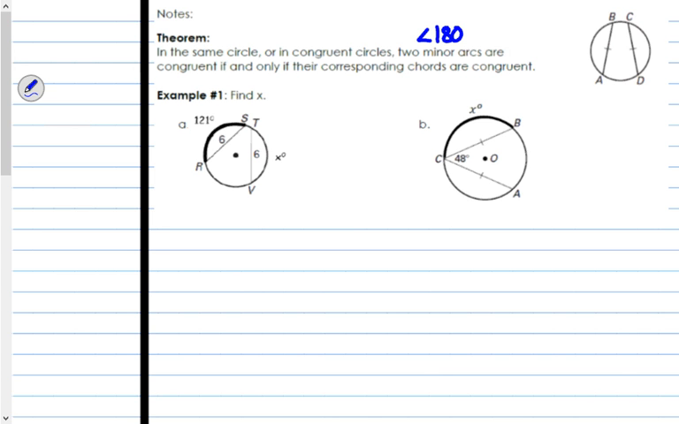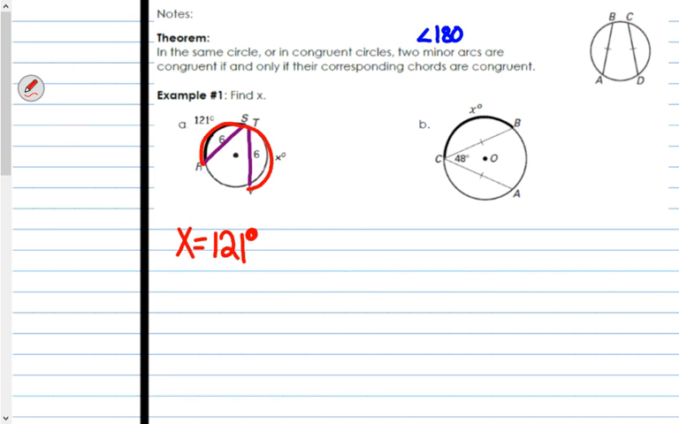So if you notice, this chord is 6 and this chord is 6. That means the arc that is formed around this chord is congruent to the arc that is formed around the other chord, because since the chords are congruent, the arcs are congruent. So x would be 121 degrees. And we will do example B in class.